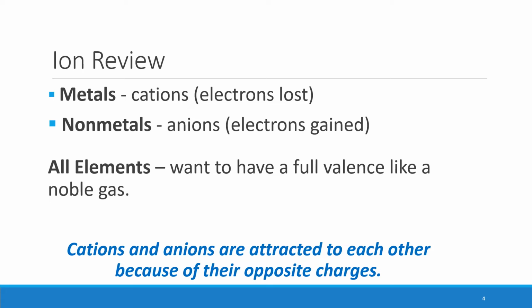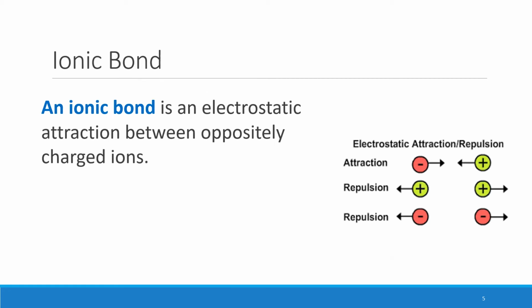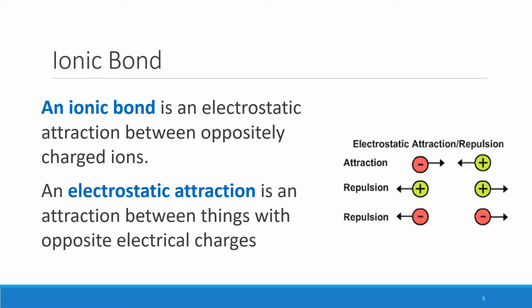This doesn't happen in isolation. For one atom to gain electrons, another atom has to lose electrons, so it happens in tandem. Then you get oppositely charged particles, and they're going to be attracted to one another. So the ionic bond is simply that attraction between the oppositely charged particles. Particles that are oppositely charged have different electrostatic charges, and the attraction between them is an electrostatic attraction. So an ionic bond is the electrostatic attraction between oppositely charged ions.